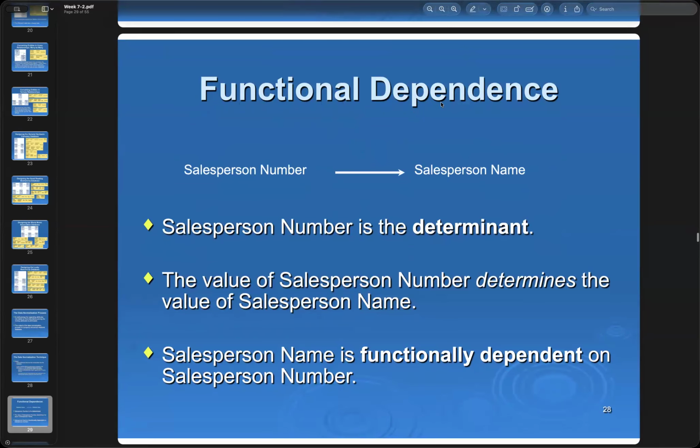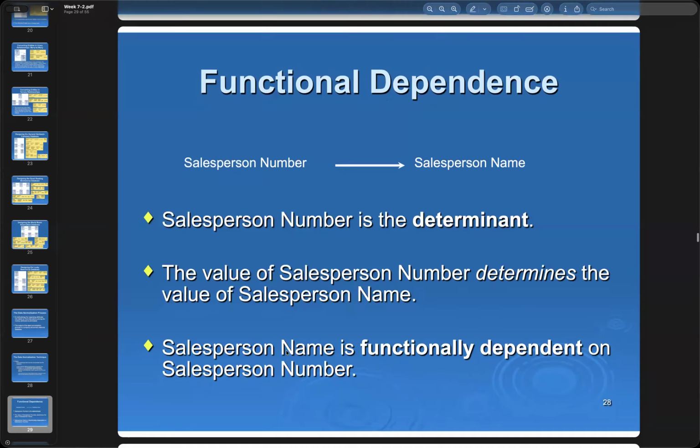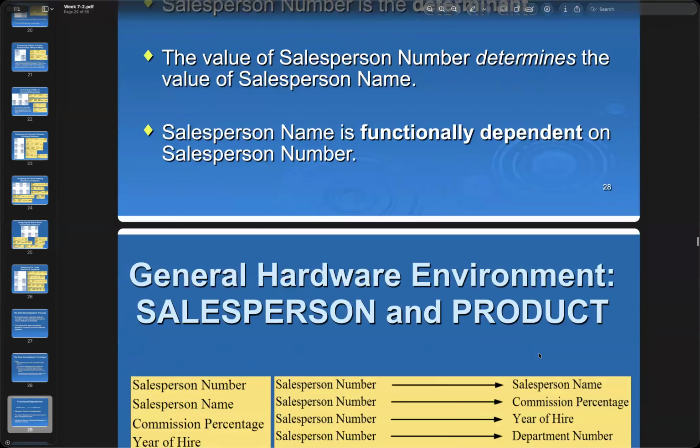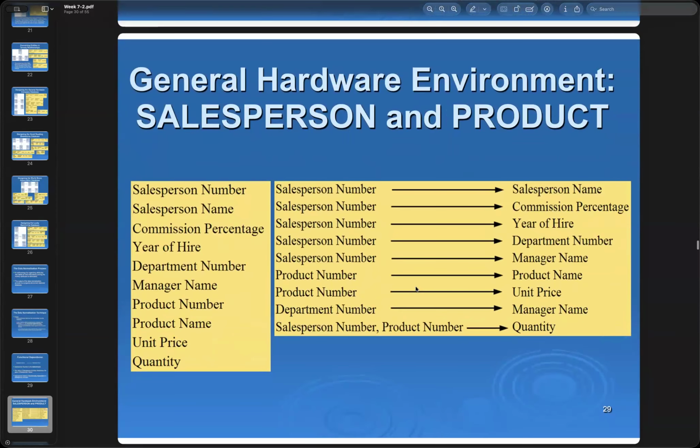So here is showing what the functional dependence is. The sales number should have a direct dependence related to the sales name, right? So right here is the determinant. The value of the salesperson number determines the value of the salesperson name. So the name is dependent on the sales number. You need to be careful. When we talk about data normalization, all this is called a functional dependence. Sometimes we use the arrow right here to represent it.